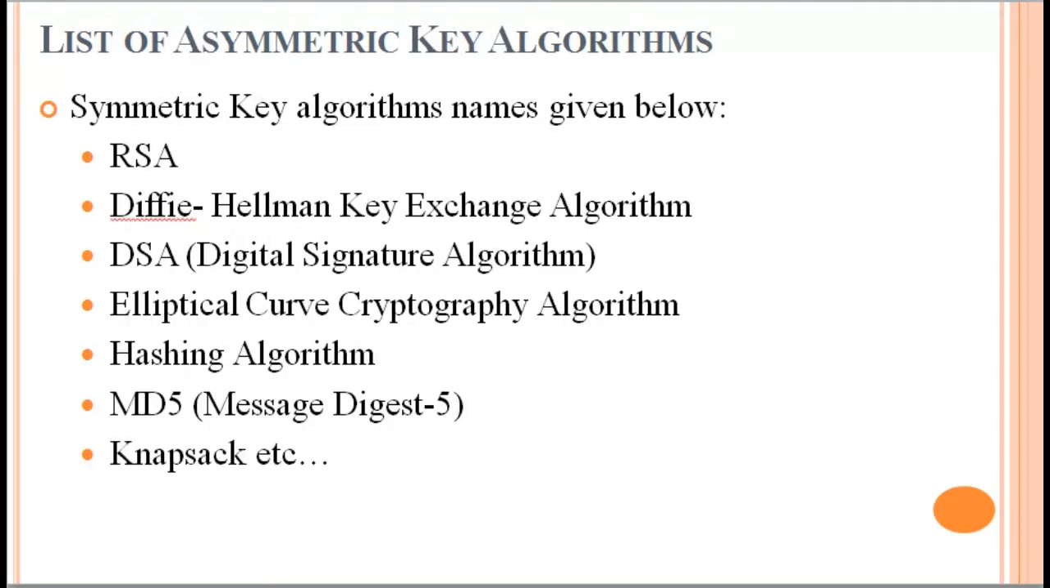And there are some algorithms that we use for asymmetric key encryption. These are RSA, Diffie-Hellman key exchange, DSA, Digital Signature Algorithm, elliptic curve cryptography, and quantum cryptography, hashing algorithms, message digest algorithm, and secure hash algorithms. These are used nowadays, generally in web browser security, mobile phone security, etc.